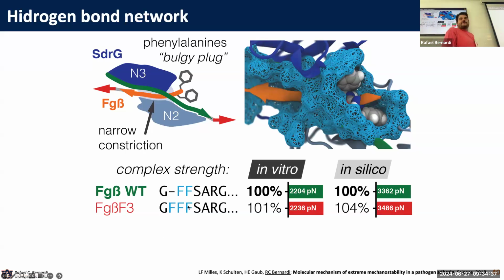Then we put an extra phenylalanine, a third one. That's because the crystal was actually solved with three because it was easier to crystallize. So then we did the same thing. It goes a little bit up. Okay, good. That's a good sign, right? So you're getting more stuff. It's going to be stronger. So maybe if we had 10 of them, it's going to be super strong.